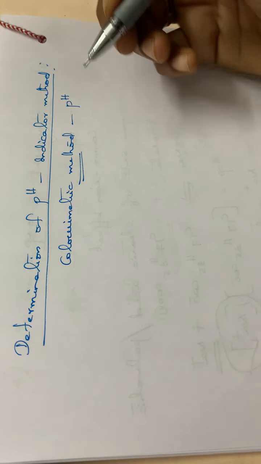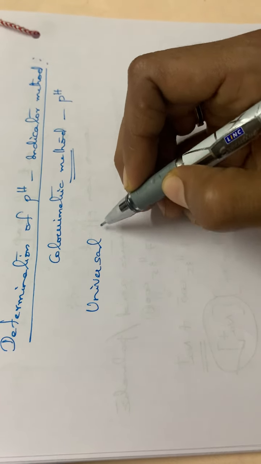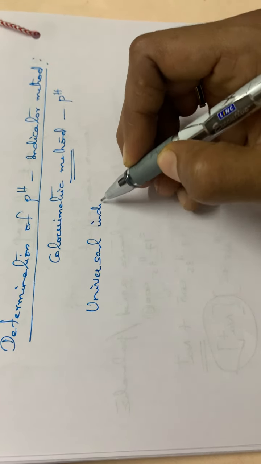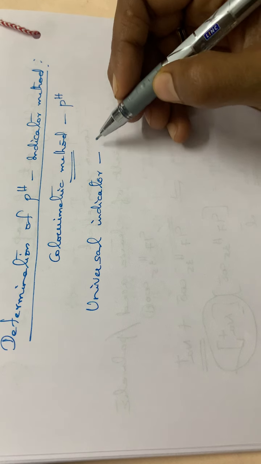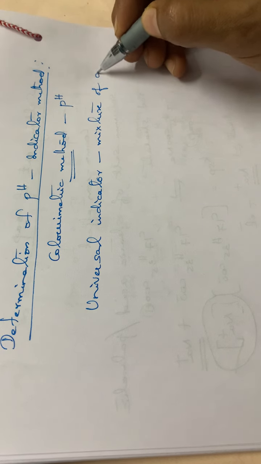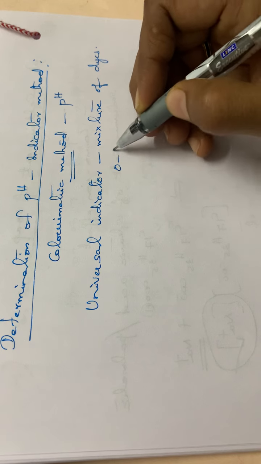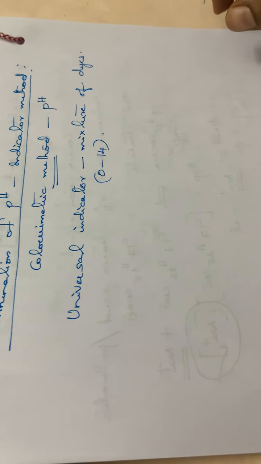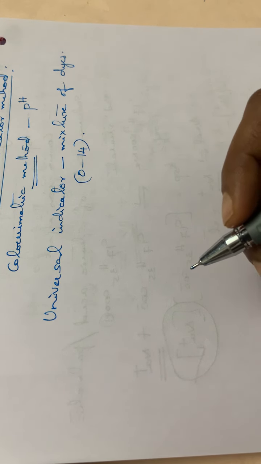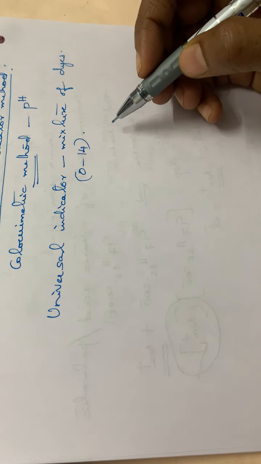Normally a definite amount of universal indicator is used. Universal indicator is a mixture of certain dyes. This universal indicator ranges from 0 to 14, and it is added to a solution contained in a glass tube. From 0 to 14, many colors are there in that indicator.